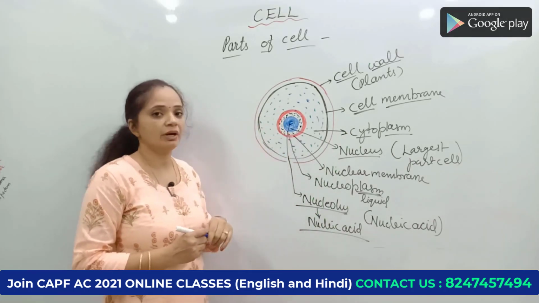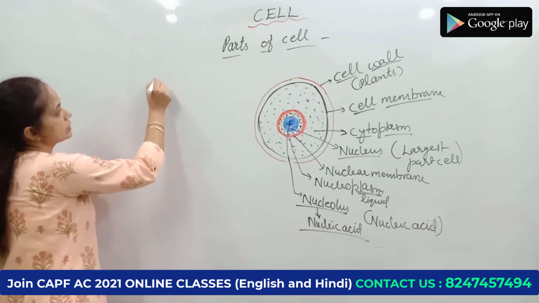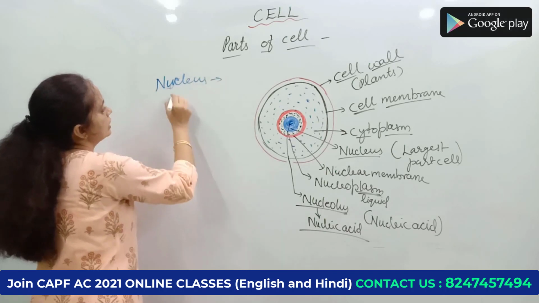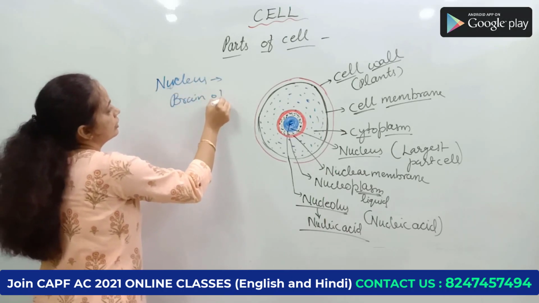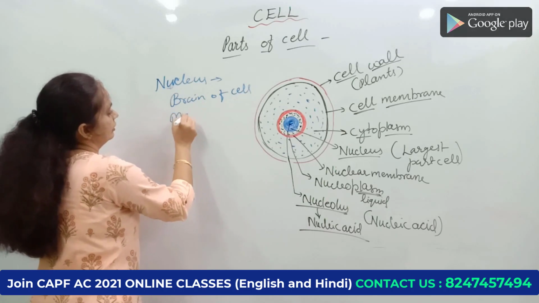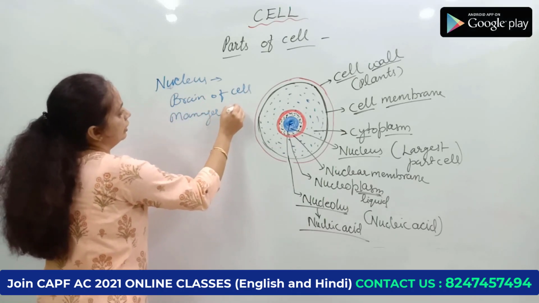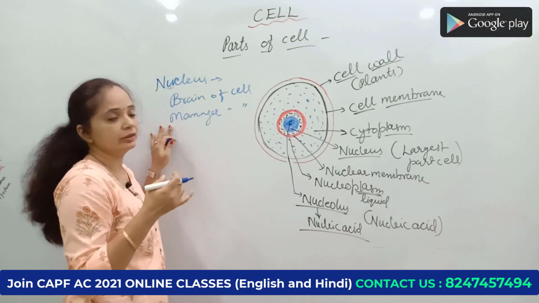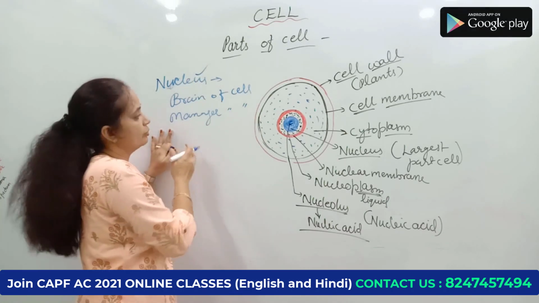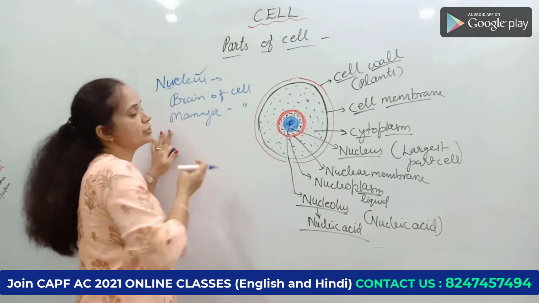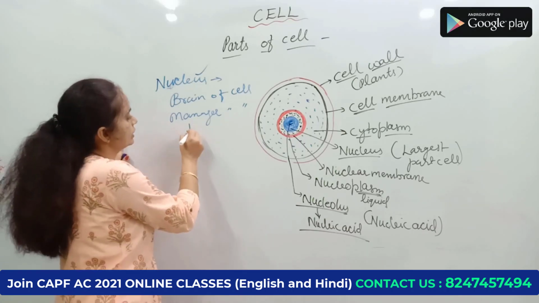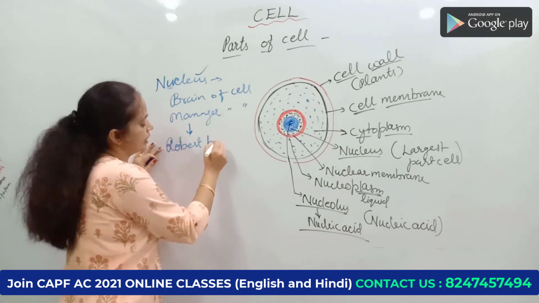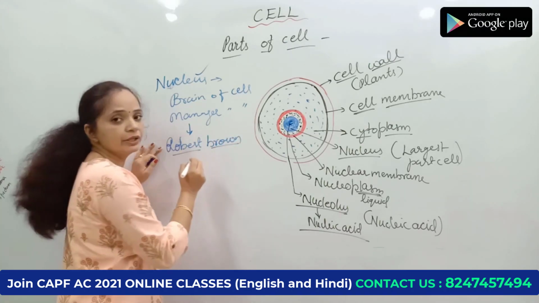Now let's learn about the nucleus. The nucleus is called the brain of the cell, or the manager of the cell. Both are the same. You may get a question like, the brain of a cell is called what? The nucleus is called the brain of a cell, or the manager of a cell. Who discovered the nucleus? Robert Brown discovered the nucleus.